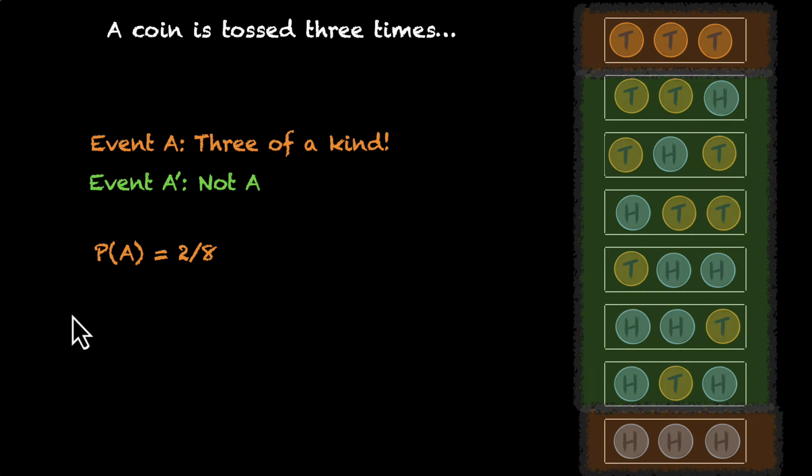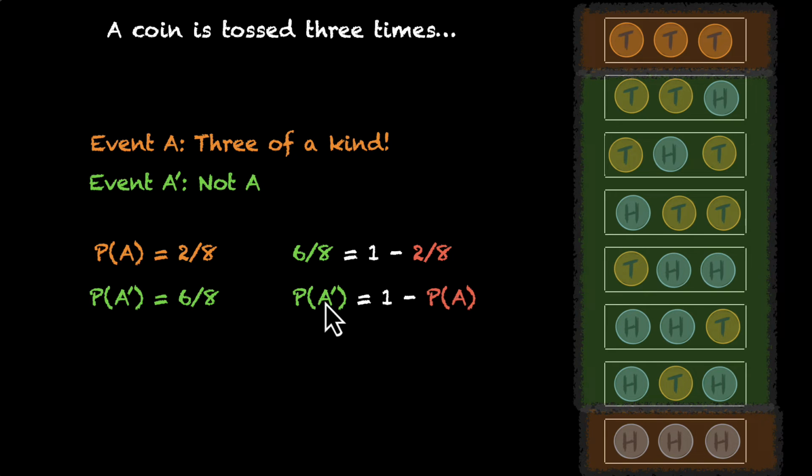Let's write that down. Probability of A is 2 by 8. Probability of A dash is 6 by 8. Another way to find the probability of the complement of A is to subtract the probability of A from 1. We can say that 6 by 8 is also equal to 1 minus 2 by 8. In general, probability of A dash is always equal to 1 minus probability of A. And this seems intuitive, but we're going to prove this using our axioms.